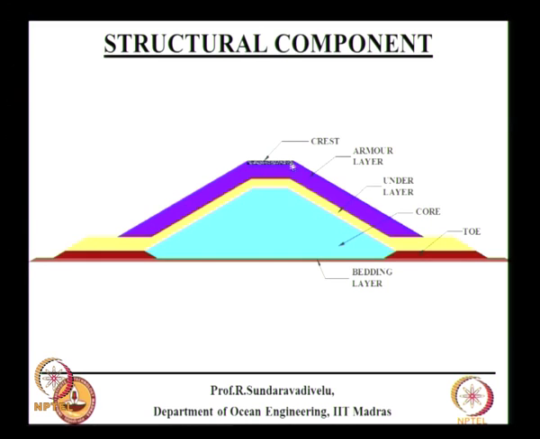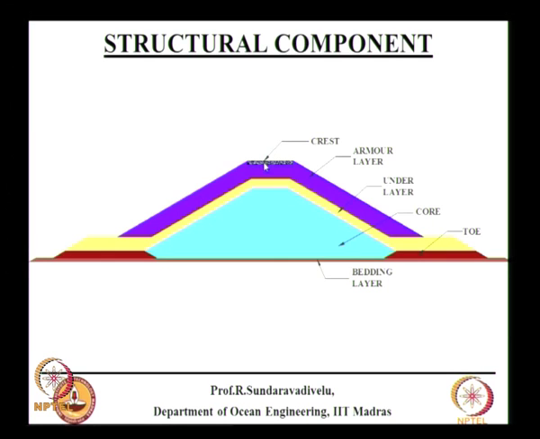Typically the top width is about 8 meters, but if it is for a fishing harbor it can be about 4 meters. We cannot have anything less than 4 meters because we need certain vehicles to pass through this. So when a vehicle has to go, there should be minimum width available. So this is like this, and there is a slope here. This slope is typically 1 vertical to 2 horizontal, 1:2 slope. Similarly here it can be steeper, 1 vertical to 1.5 horizontal.